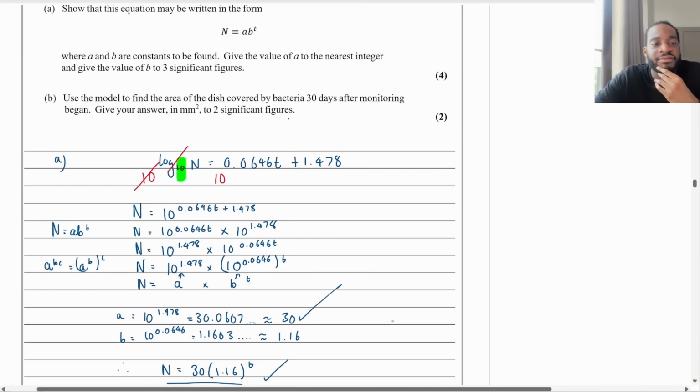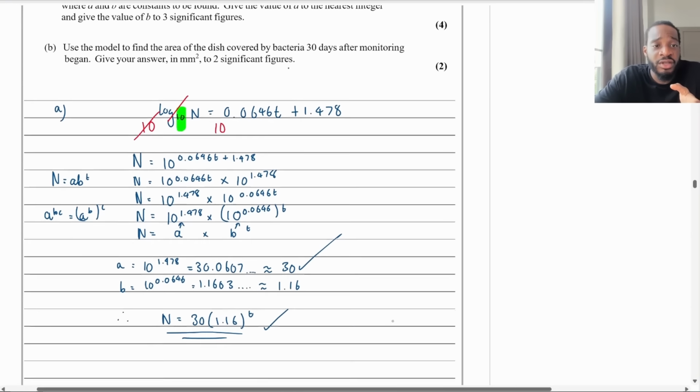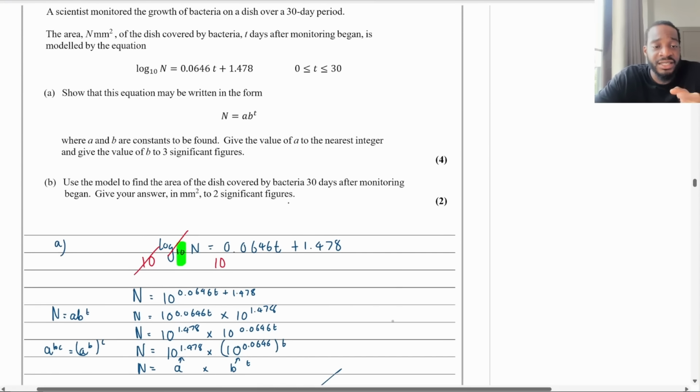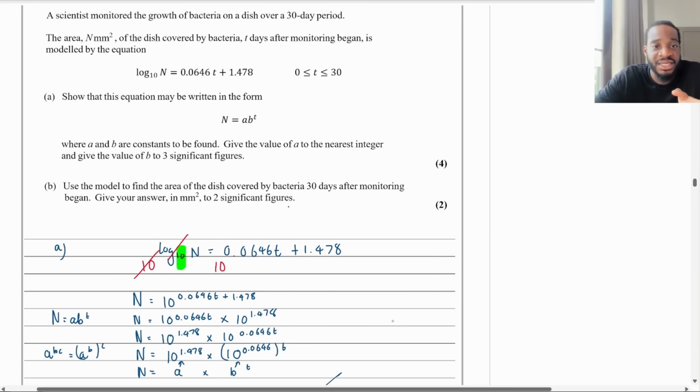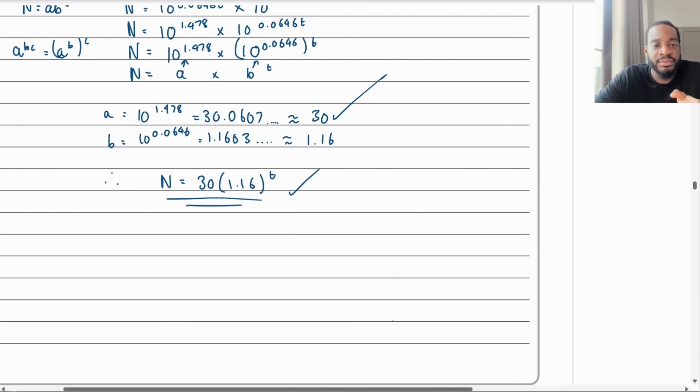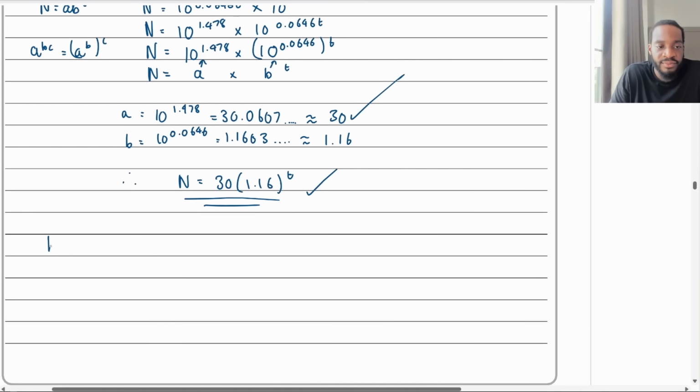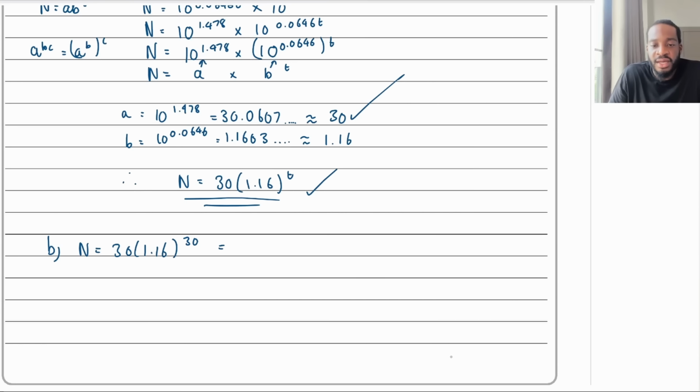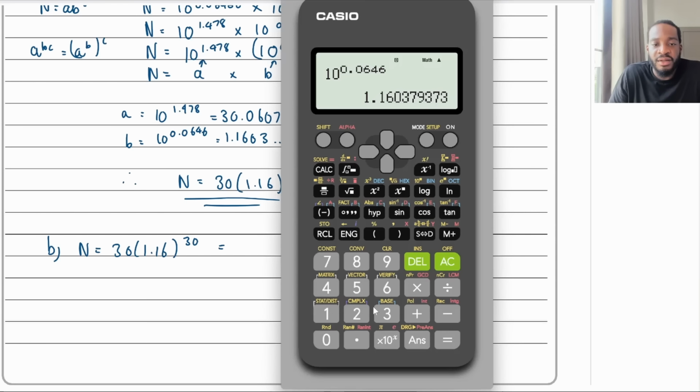Part B says, use the model to find the area of the dish covered by bacteria 30 days after monitoring began. Give your answer in millimeters squared to 2 significant figures. So they just want the area which was given as n, isn't it? They want n when t is equal to 30 because t is in days. So we just need to plug in 30 into that and see what we get. So B is going to be n is equal to 30 times 1.16 to the power of 30. Plugging it in, 30 times 1.16 to the power of 30 gives us 2,575.